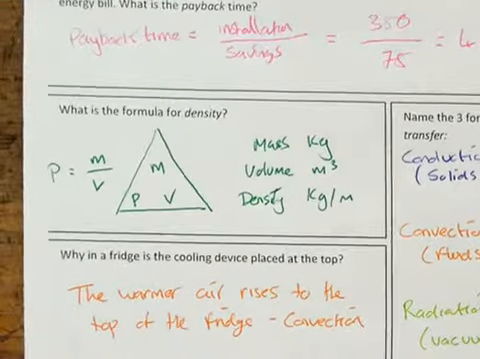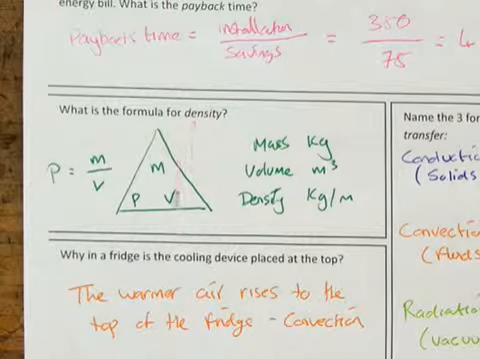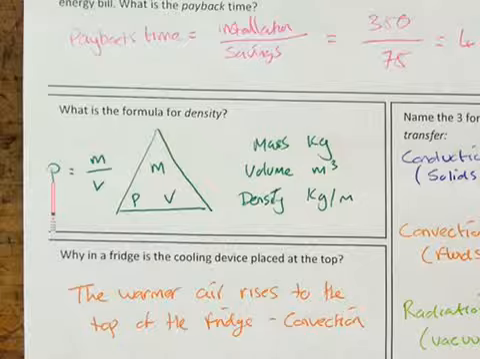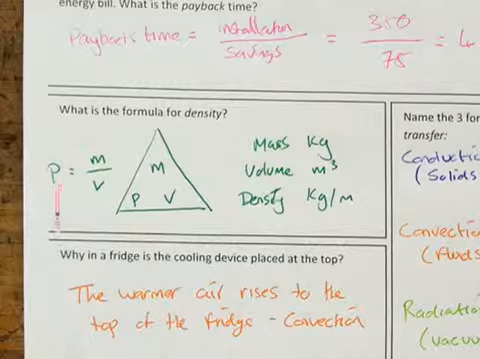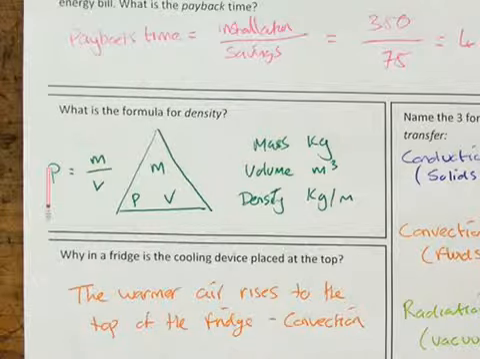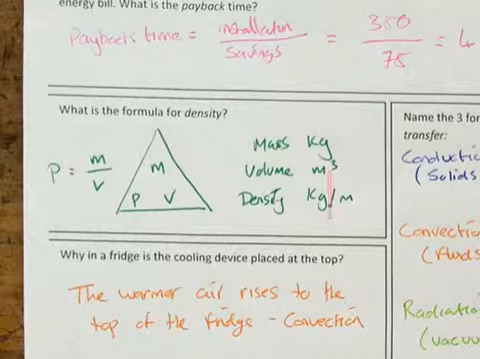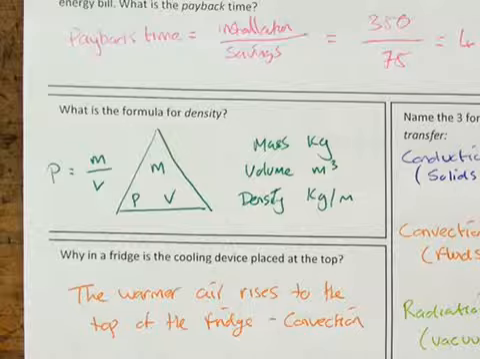Then we come to the formula for density. So we've got mass, volume, and this is the Greek letter rho, which looks like a lowercase p, and that'll do for me. So your mass is in kilograms, your volume is in meters cubed. That's important, not centimeters cubed, not liters. It's in meters cubed. In physics, we always deal with meters.